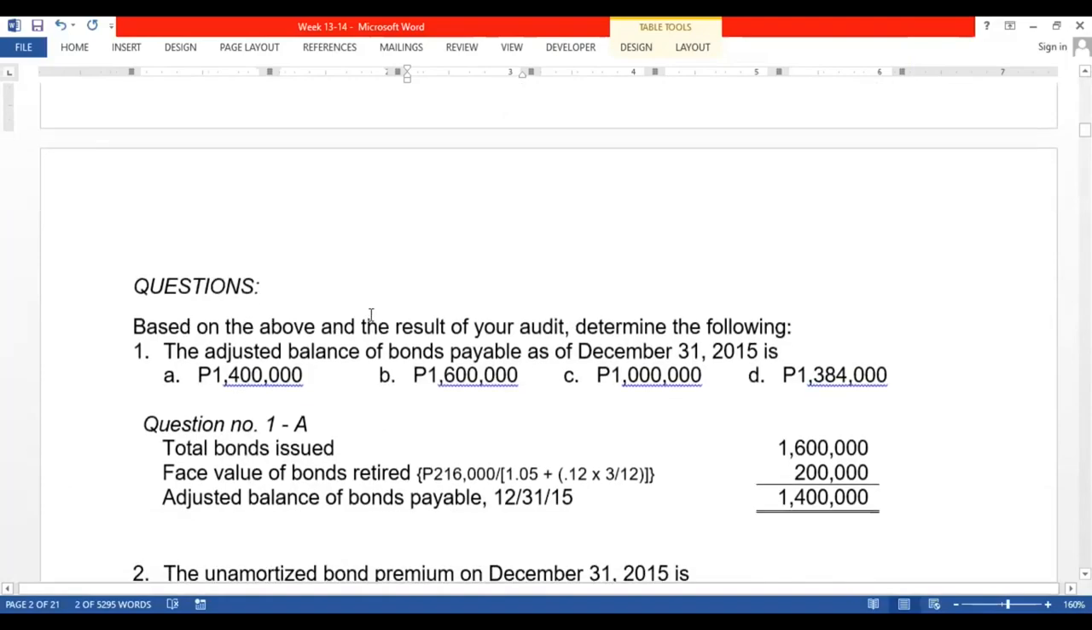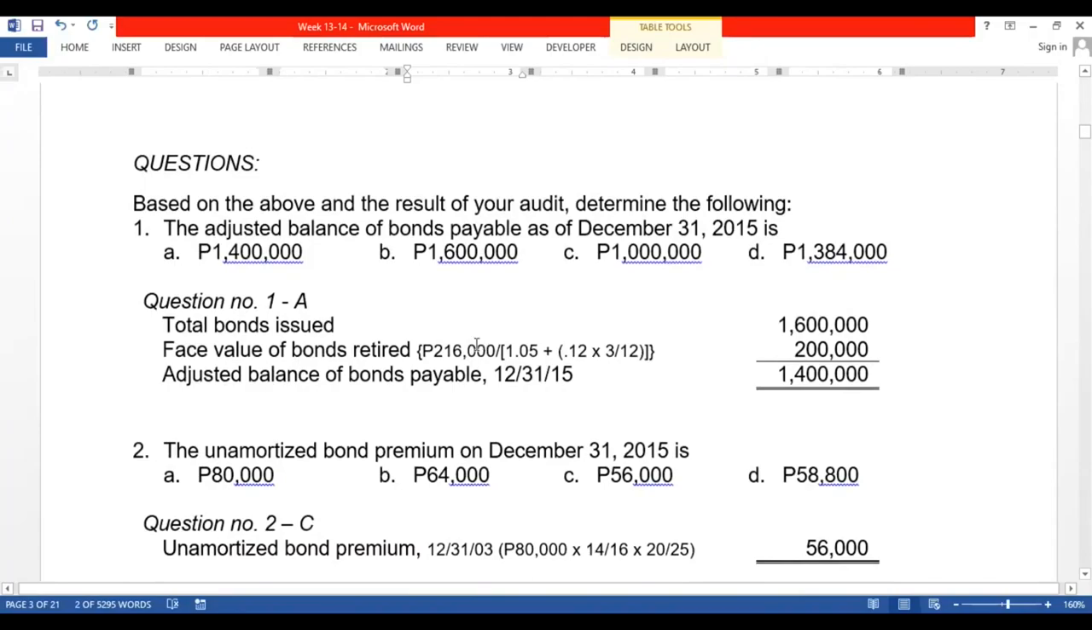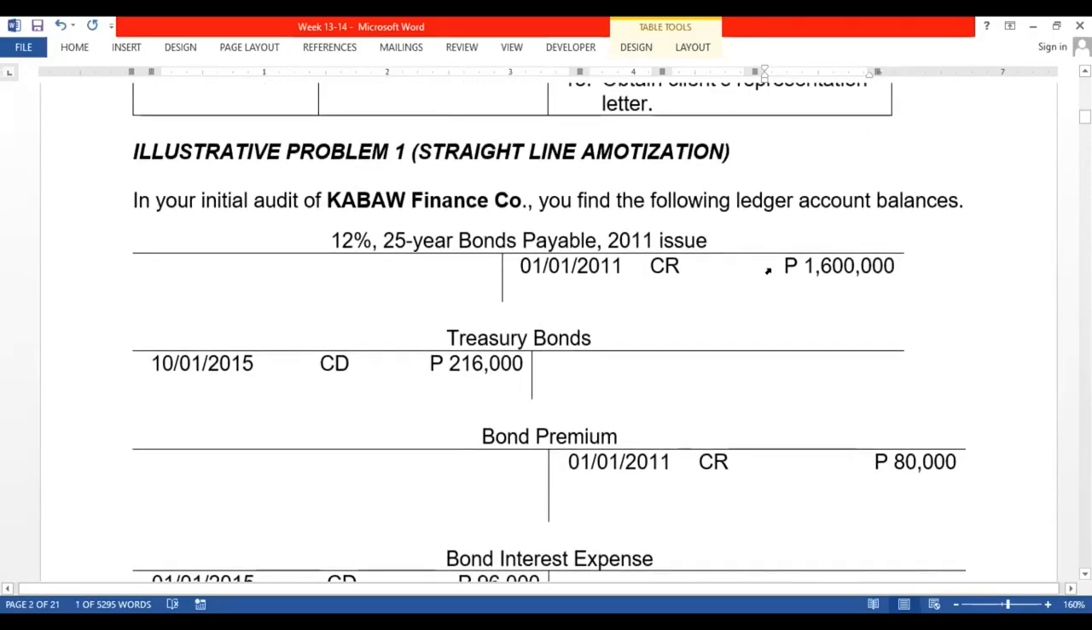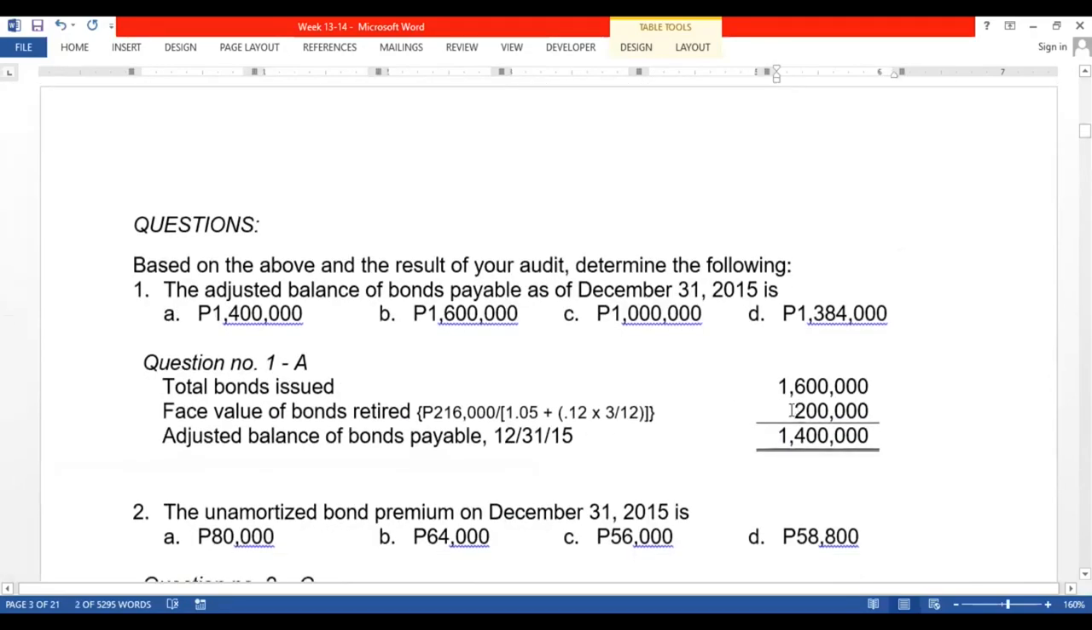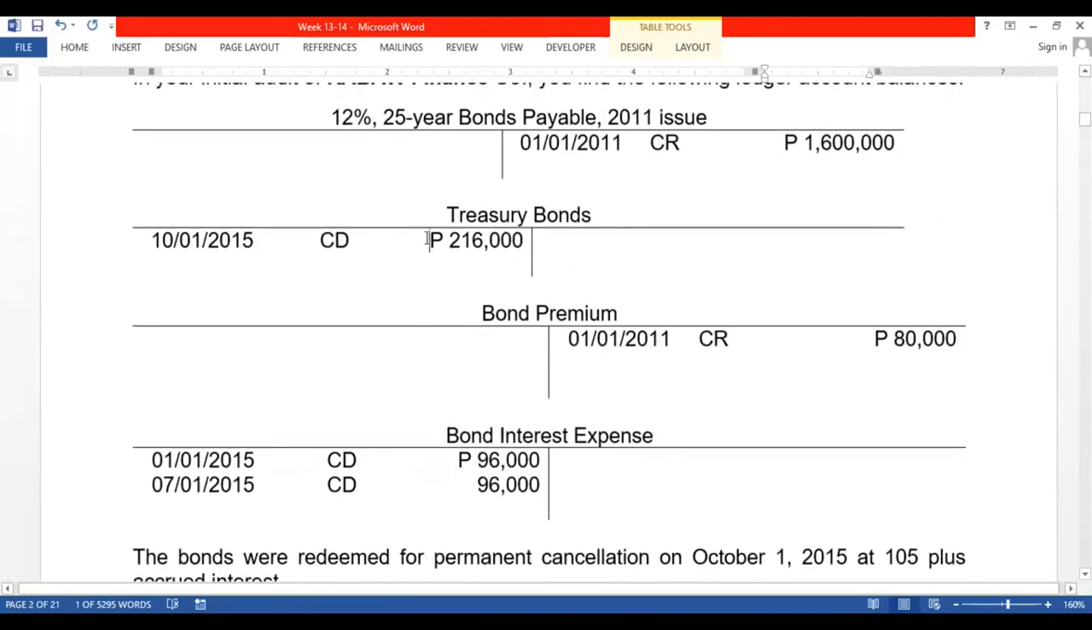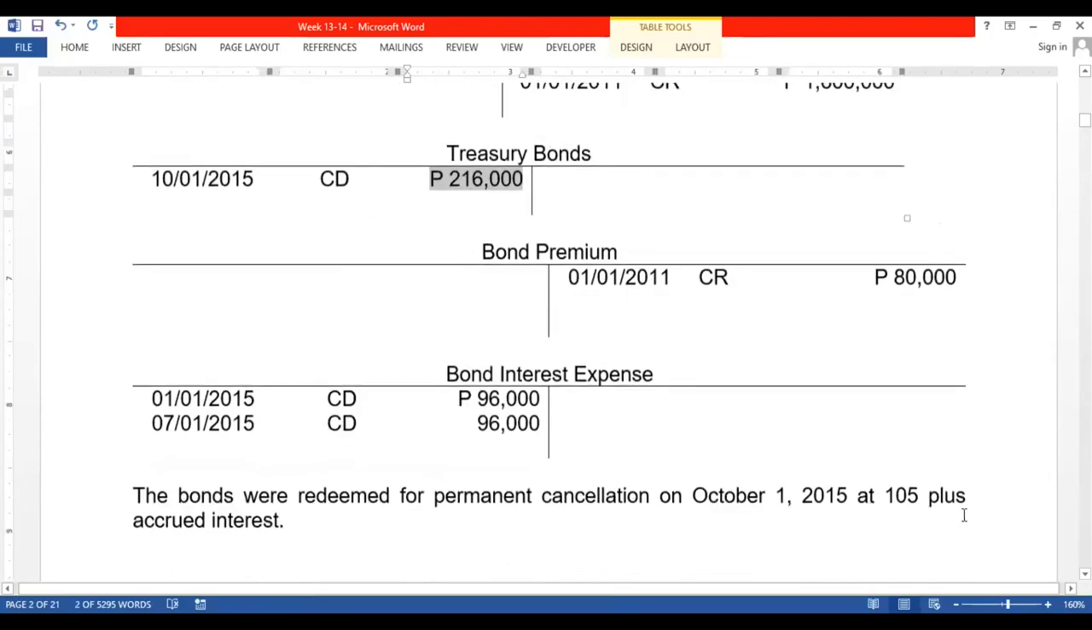So based on the above result of your audit, determine the following. The adjusted balance of the bonds payable as of December 31, 2015 is. As you can see, the bonds issue was 1.6, 1,600,000. And then the next one is na-redeem man ito. Supposed to be 216 siya, but sabi nga dito, ang 216 is inclusion na ng 105 plus the accrued interest.